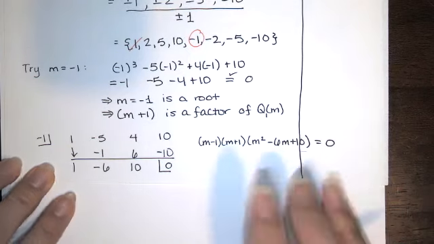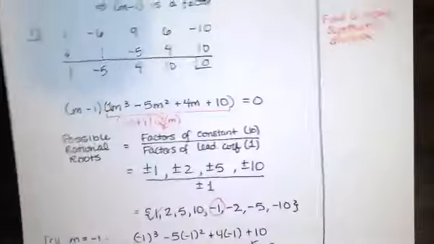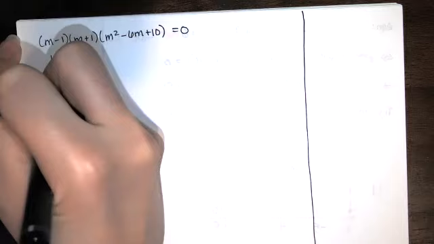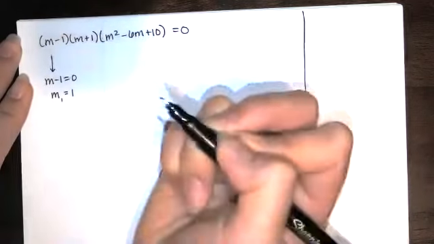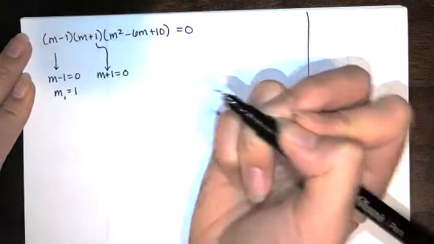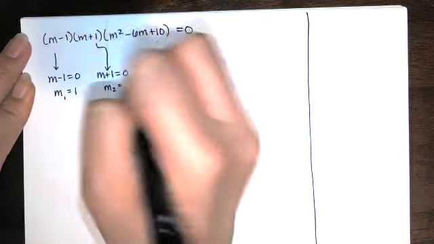So let's find the zeros, or the roots, of that polynomial. Find m1, m2, m3, and m4. So from this one, we have m minus 1 equals 0. If you add 1 to both sides, you get m equals 1. So m1 equals 1. Over here, you set that equal to 0. Subtract 1 from both sides, you get m2 equals -1.